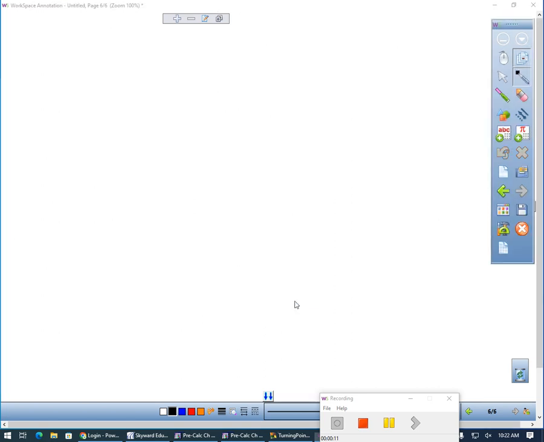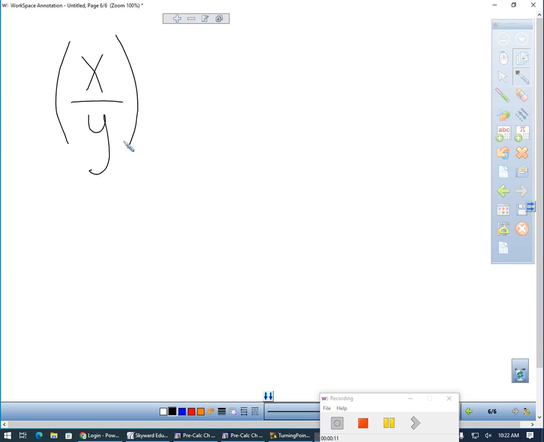Last rule we have to deal with is, division can also be written as a fraction, right? So let's say I have x over y inside a parenthesis, and then I have an exponent outside the parenthesis. My rule says that you can take this exponent and give it to everything on the inside. So this just becomes x to the third over y to the third.